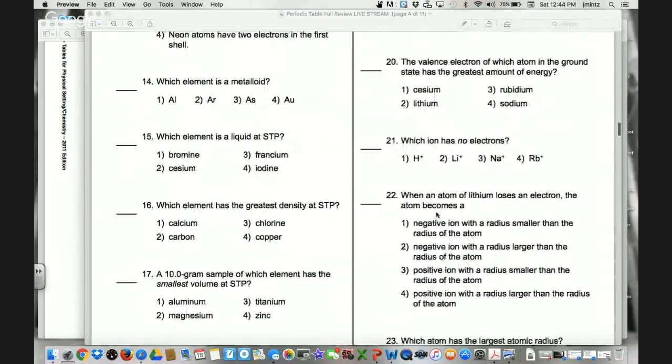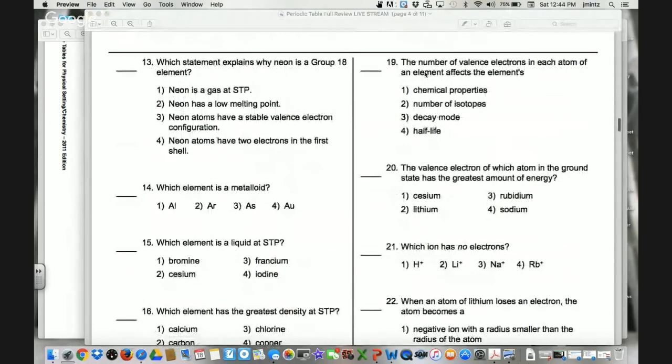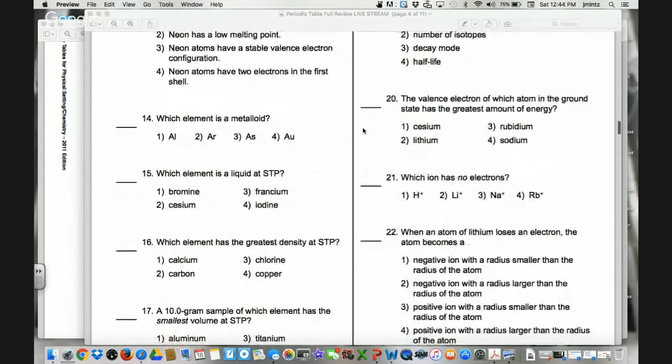All right, a couple more questions just to get some review. The number of valence electrons in each atom of an element affects the element's, we should know, never get it wrong, chemical properties, valence number. The valence electron of which atom in the ground state has the greatest amount of energy?